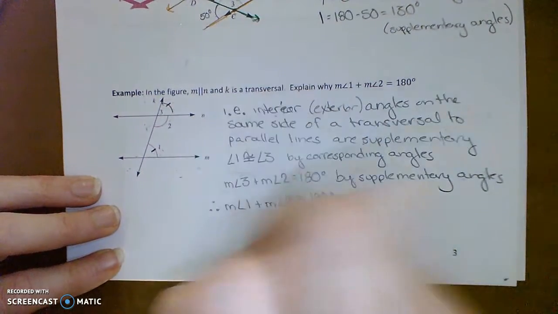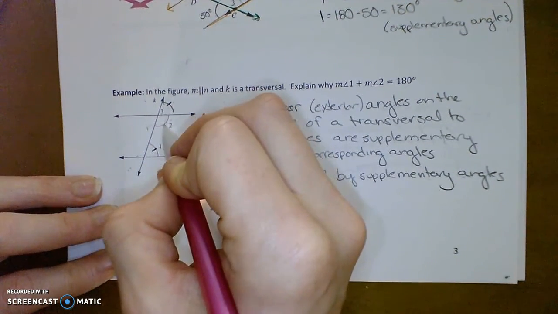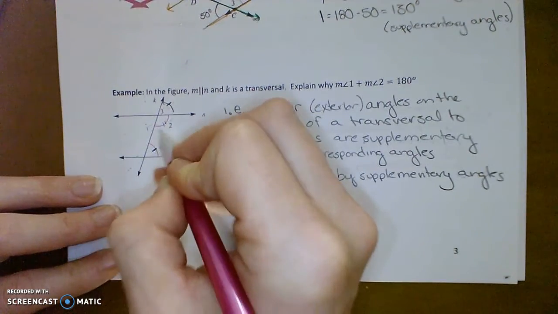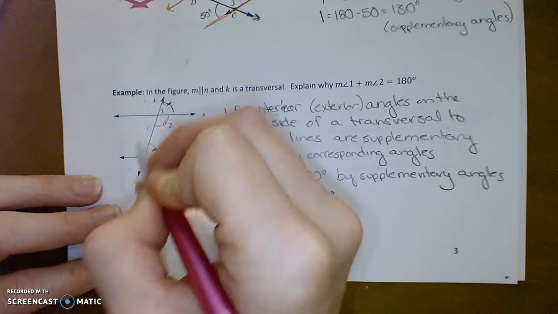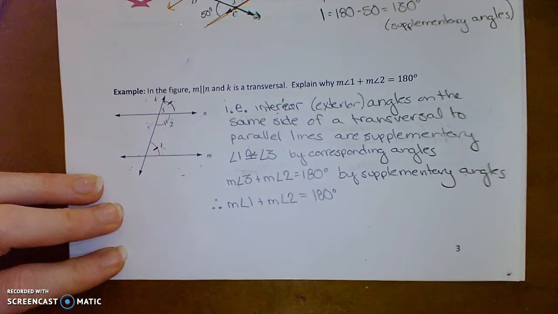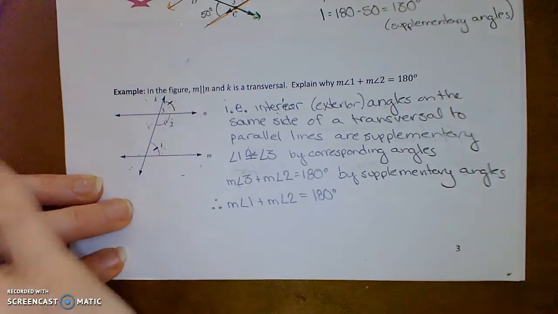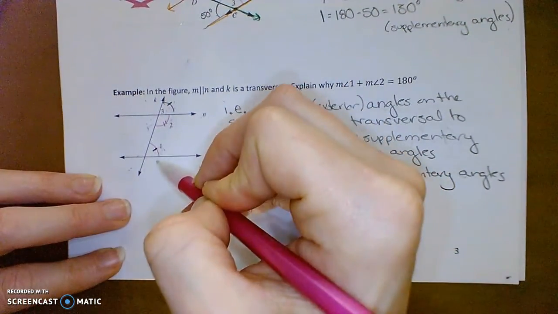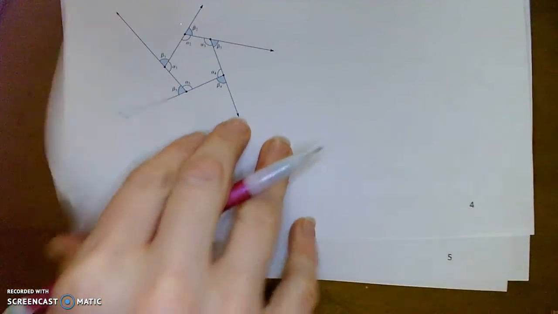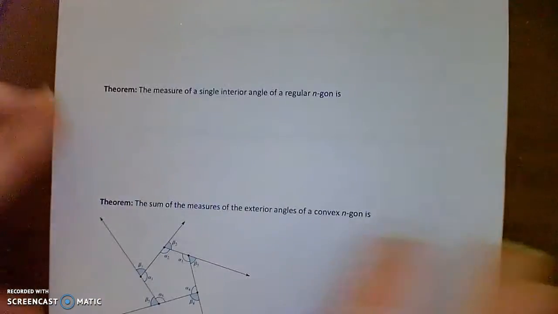We also know now that interior angles on the same side of the transversal are supplementary. So these two add up to 180. These two add up to 180. Also, exterior angles on the same side of a transversal, these two and these two, are supplementary as well. All right, so let's use all that information and apply that to polygons.